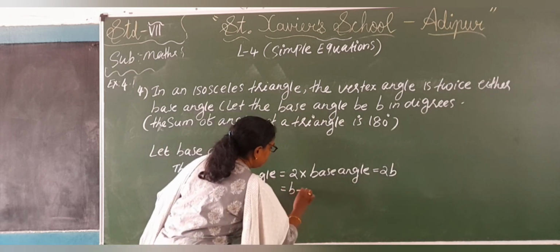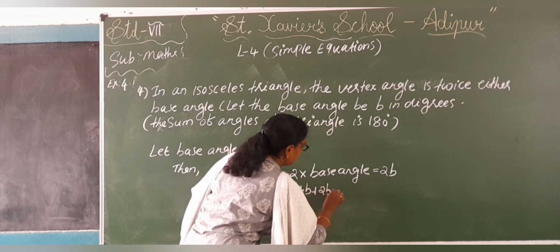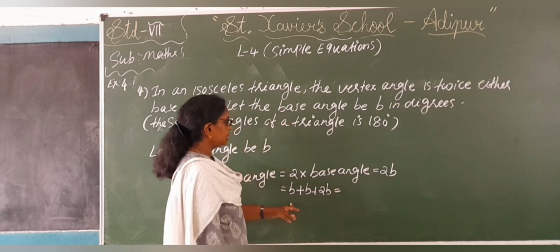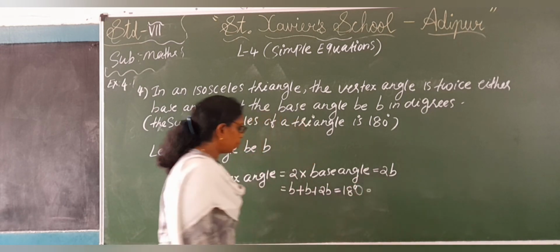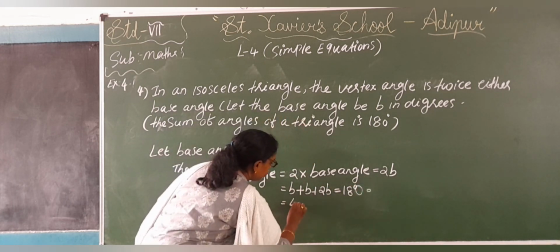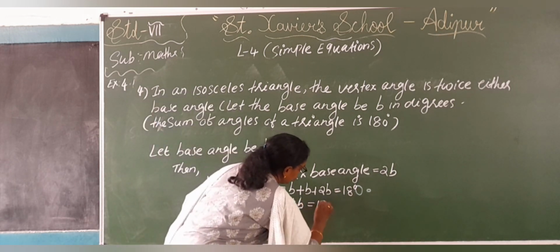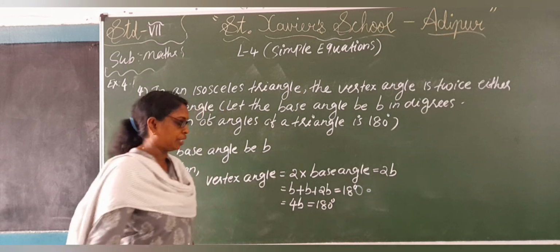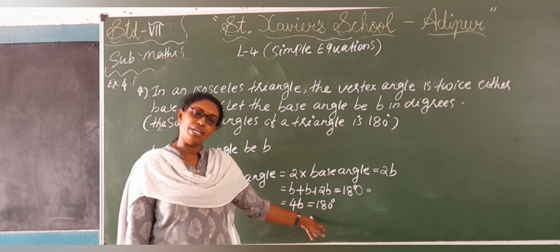So B plus B plus 2B is equal to 180 degrees. So what's the answer? 4B is equal to 180 degrees.